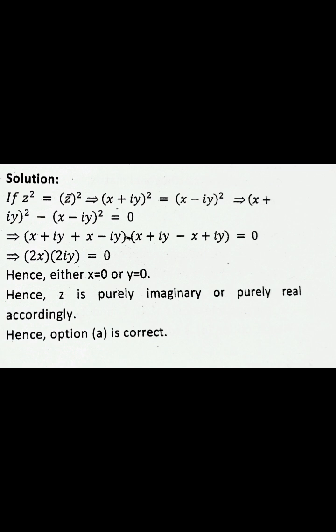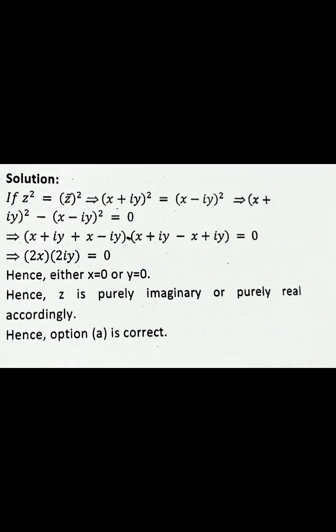The next question is: if Z is a complex number such that Z is equal to x plus iy, then Z will be either purely real or purely imaginary if and only if Z square is equal to dash. If Z square is equal to Z bar square, where Z bar is the complex conjugate, that is (x plus iy) the whole square is equal to (x minus iy) the whole square. That is (x plus iy) the whole square minus (x minus iy) the whole square is equal to 0.